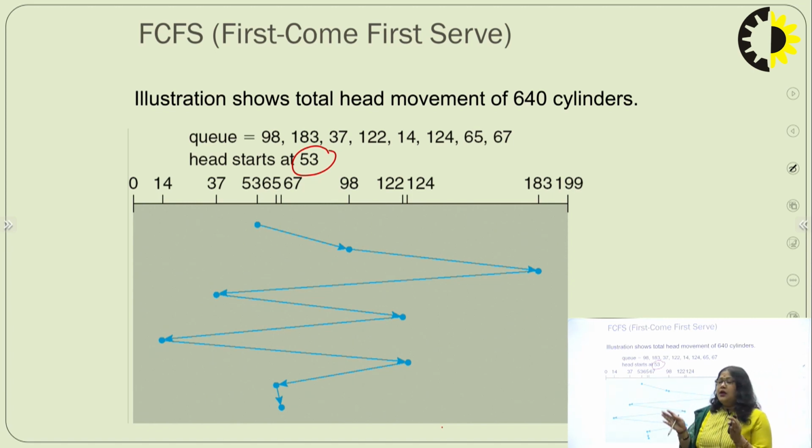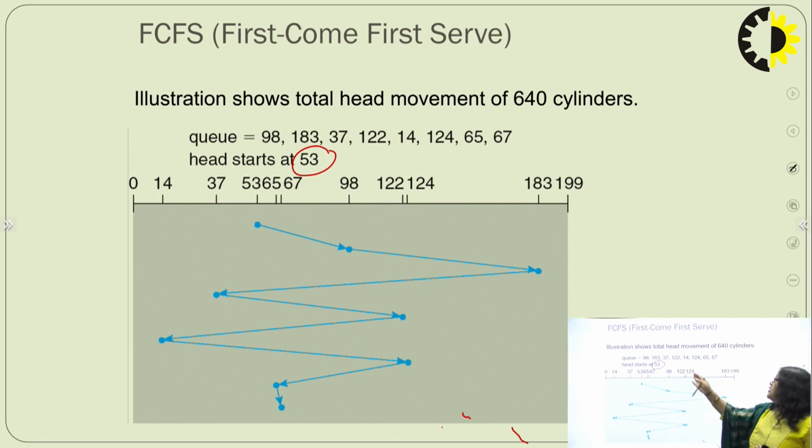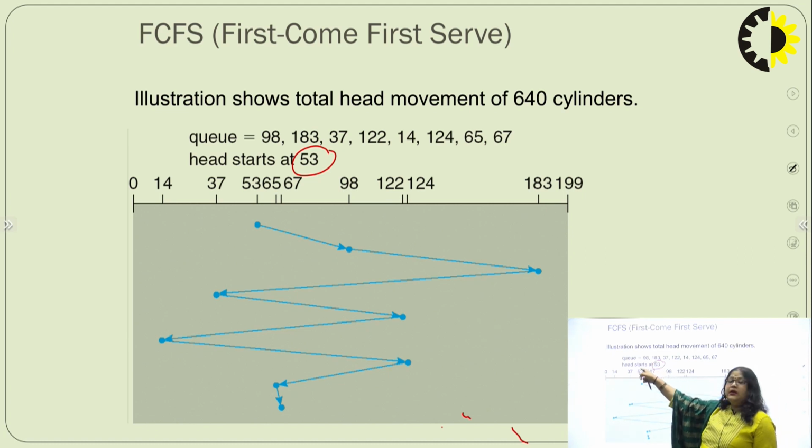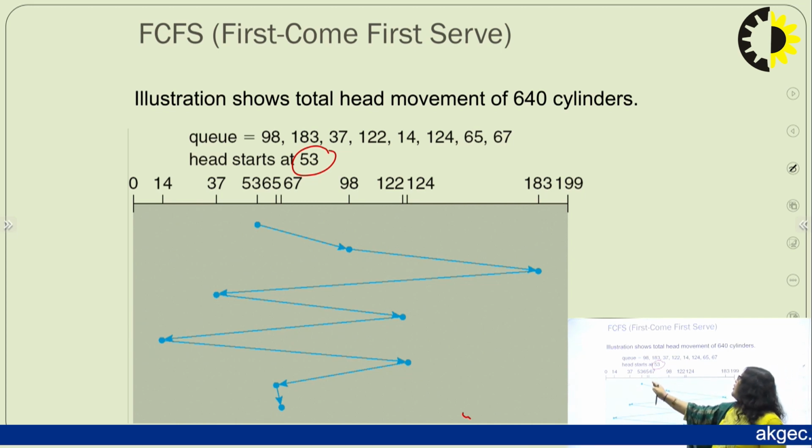But first, how do we move from one location to another by using the FCFS algorithm? Because the algorithm is named FCFS, it just moves one by one. So we start from 53, because the head starts from 53. The position of the head begins at 53. Now from 53, the next number is 98. So we don't think anything more; we just move from 53 to 98. Then 183, so we move from 98 to 183.